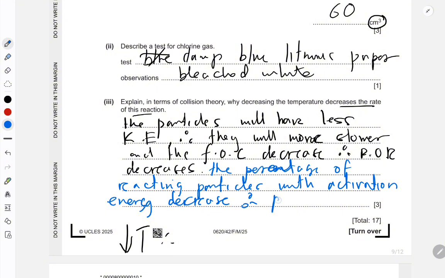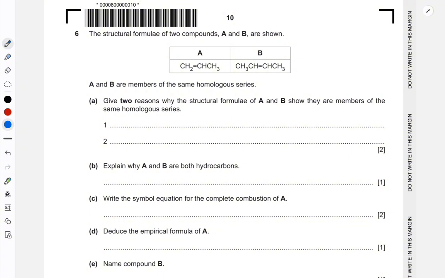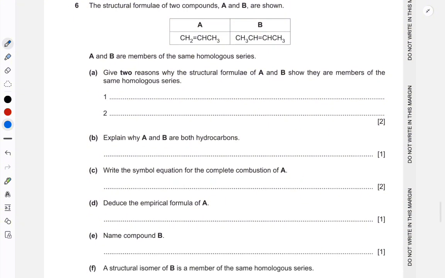Therefore, rate of reaction will also decrease. Okay, class? Okay, so we go on to the next one. Now, number 6. The structural formula of 2 compounds, A and B, are shown. You can see one has 3 carbon system, one has 4 with a double bond. So they are both alkenes.